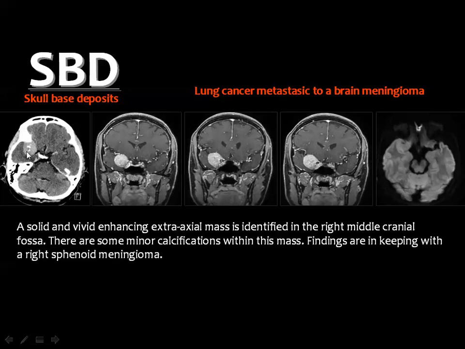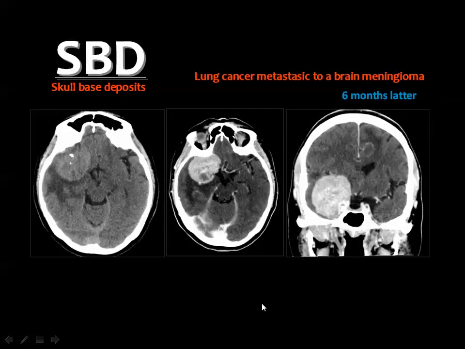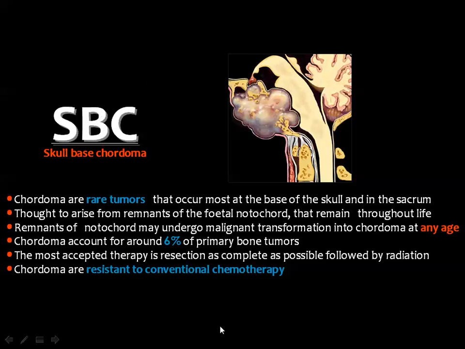based to the greater wing of the sphenoid bone with some internal matrix calcification. The lesion showed some diffusion restriction, which is almost typical of a meningioma with no surrounding edema. But 6 months later, you see there is marked enlargement of the tumor size with development of vasogenic perifocal brain edema, and this was surgically proved to be lung cancer metastatic to a brain meningioma.